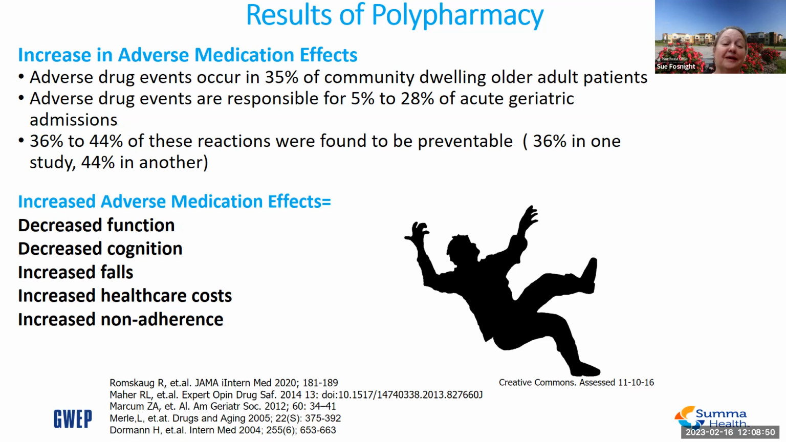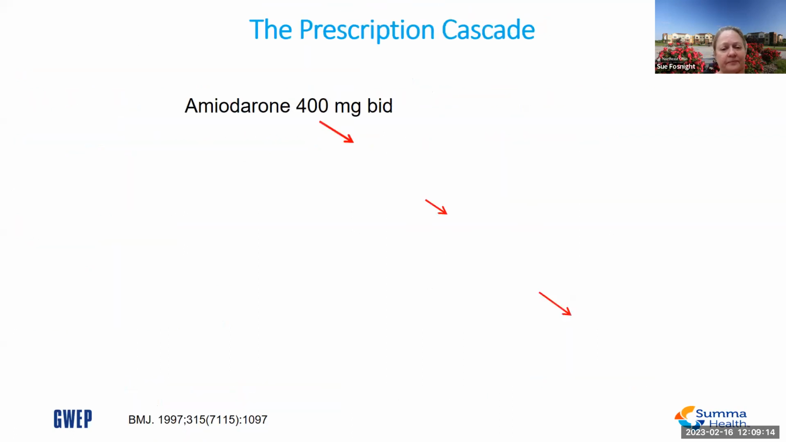And the big problems that we can sometimes see are decrease in function, decrease in cognition, and increase in falls. And definitely all of this increases healthcare costs. And we also see an increase in non-adherence. So many times patients will recognize that this medication does not make them feel well, and they will quit taking it. But a lot of times they don't share that with the prescriber.